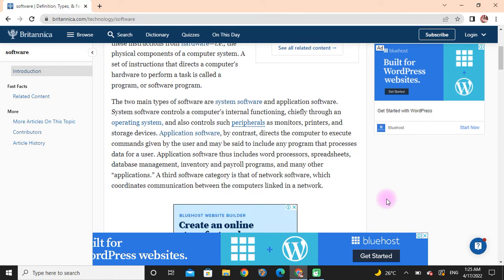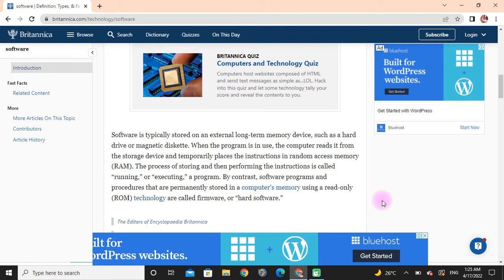A third software category is that of network software, which coordinates communication between the computers linked in a network. Software is typically stored on an external long-term memory device such as a hard drive or magnetic disk.